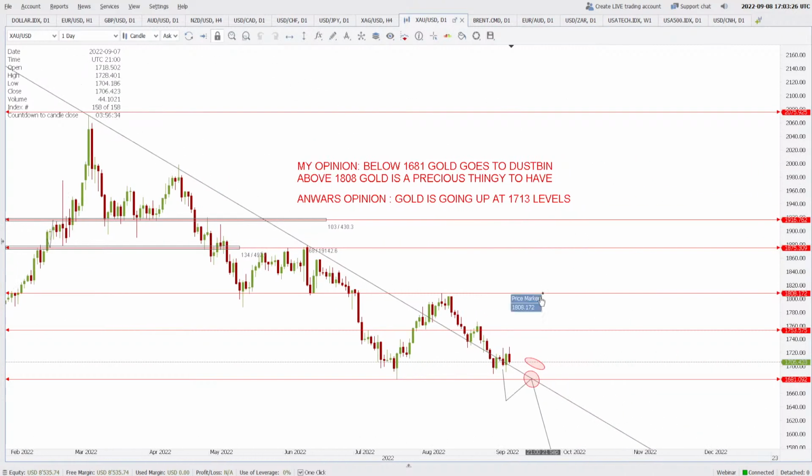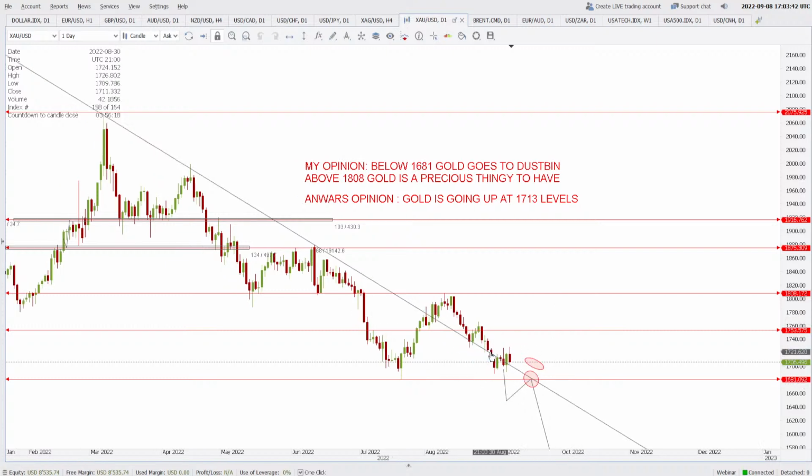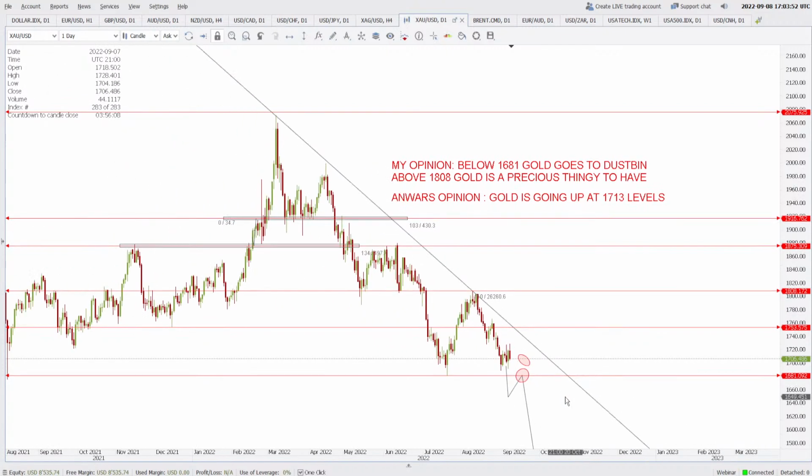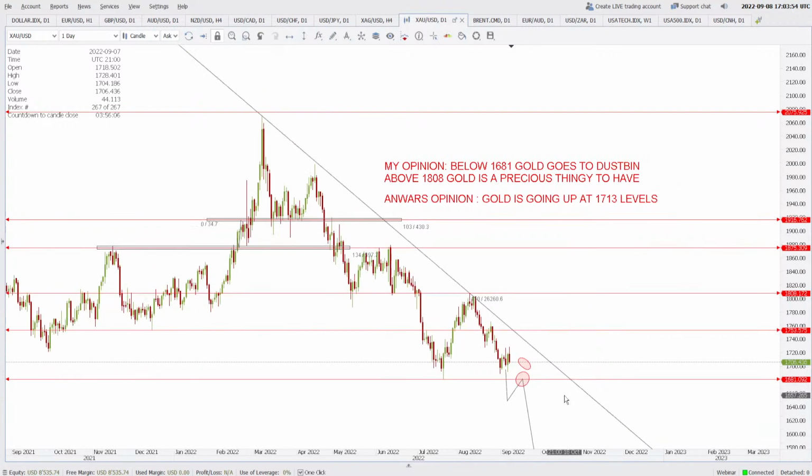Gold is also somewhat range bound. 1808 is the level where we want to buy it if it goes above that, and 1681 is the level where we want to sell it if it goes below that. Till the time these two levels are holding, I don't think we should even enter, because there is very sideways movement, and this level is bound to break today or tomorrow. In the coming days it is definitely going to break, and when it breaks, that will be the time for us to enter the market.